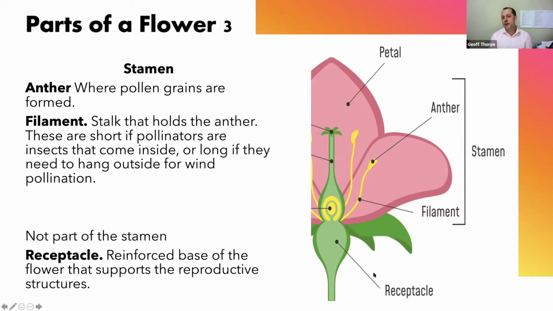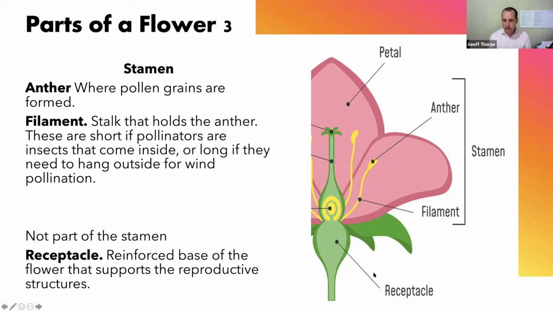Now, depending on, again, how the flower is pollinated, there will be differences in what it looks like. If the filament is very short, then that's usually because the pollinators are insects that are kind of walking in and getting all in amongst it. Whereas if they're very, very long, the idea is they'll have a really long filament to be exposing the anther into the air so wind can blow the pollen away.